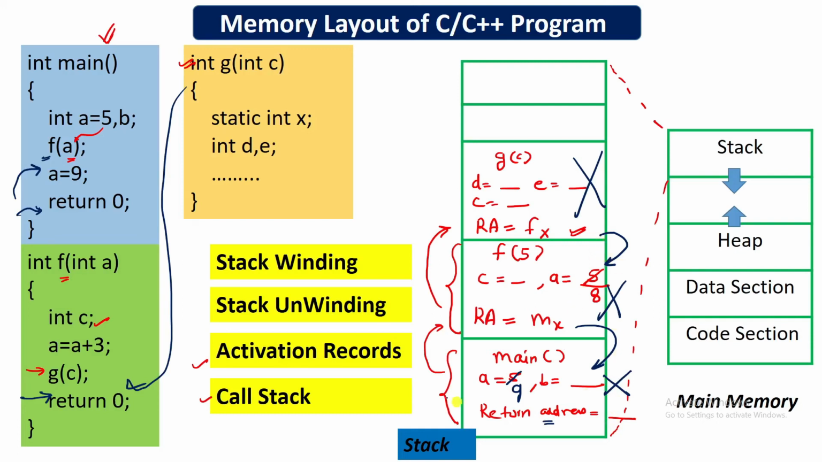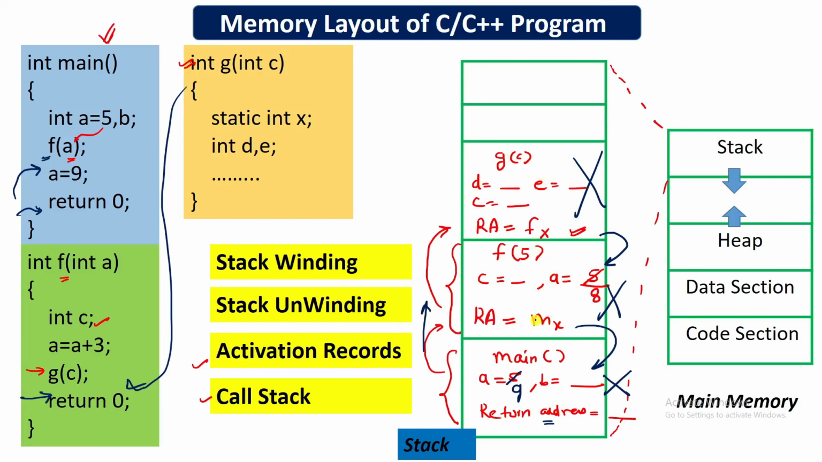So in this way, when we were going up, the stack was winding. Now the stack is unwinding, in the return journey. This process is known as stack unwinding. In stack unwinding, all the activation records will be erased. Basically, now we do not need the activation records, that's why they are erased.